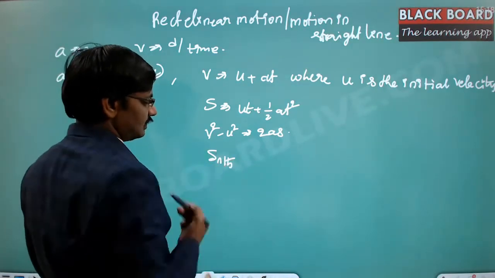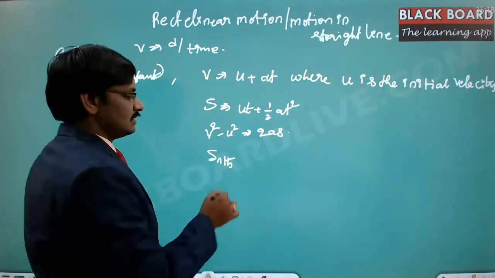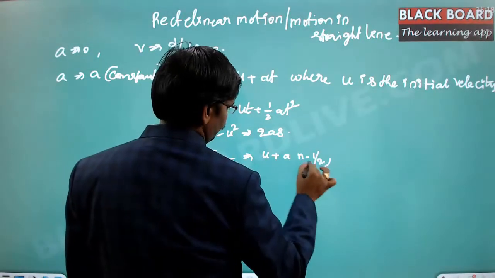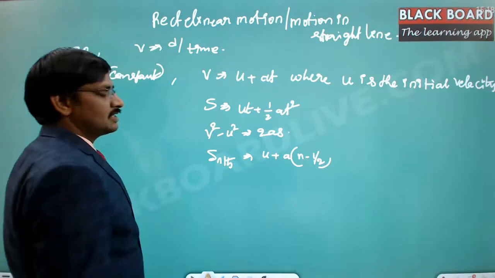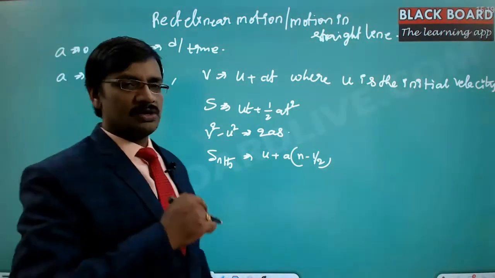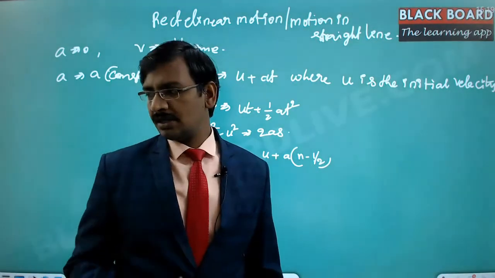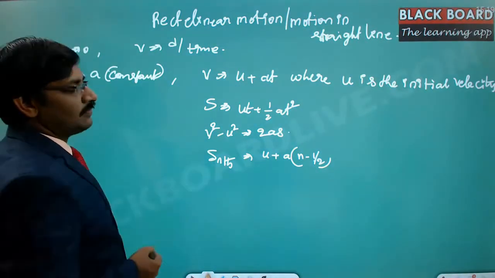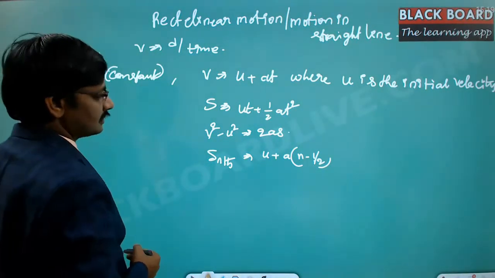So Snth, the nth second distance that is traveled, is u plus a into n minus half. So this is the displacement that is traveled in one particular second, that is 10th second or 11th second or 12th second, like that. And then these are the different aspects. Actually, that's what we have discussed.